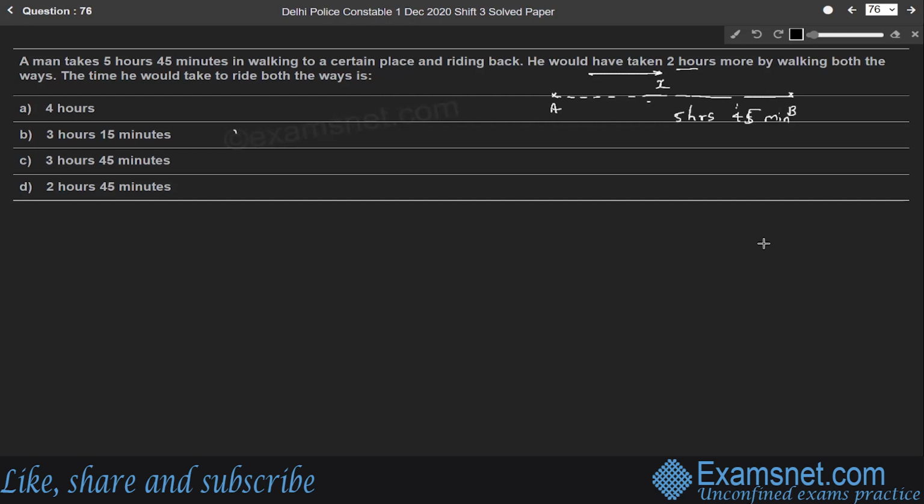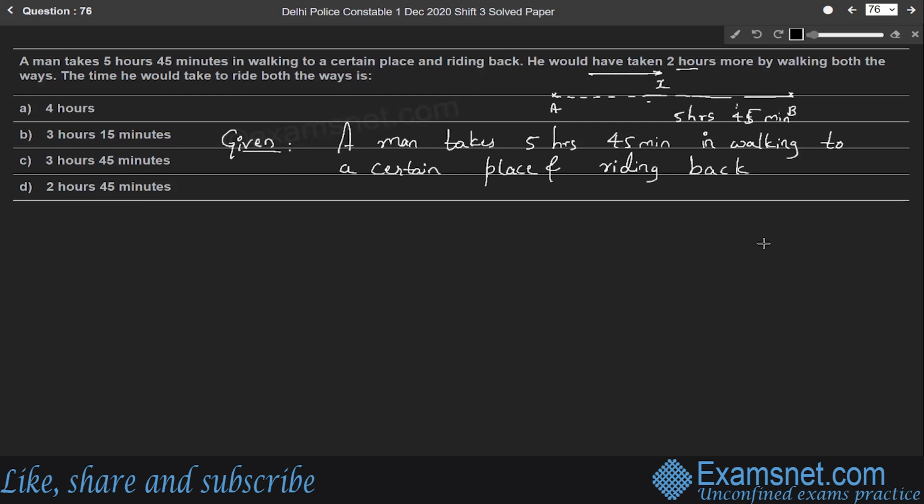For that, let us write the given: a man takes 5 hours 45 minutes in walking to a certain place and riding back. What else is given? He would have taken 2 hours more in walking both the ways.